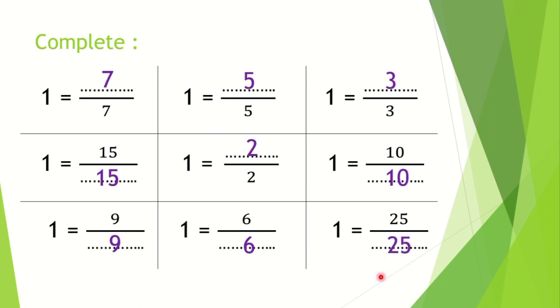Perfect, it's also 25. So all the ones have the same two numbers up and down. In the numerator, the same number as the denominator. Okay, grade 3?